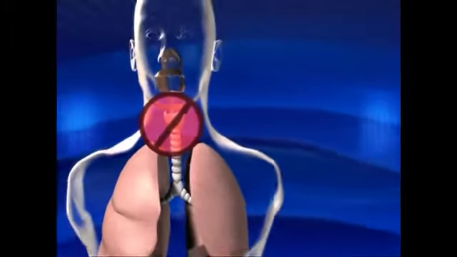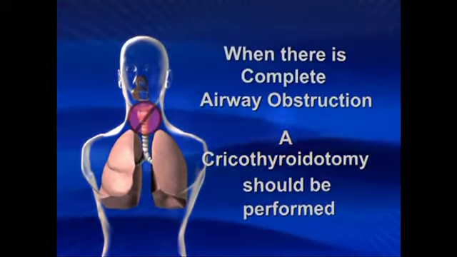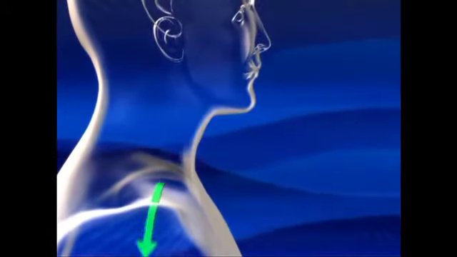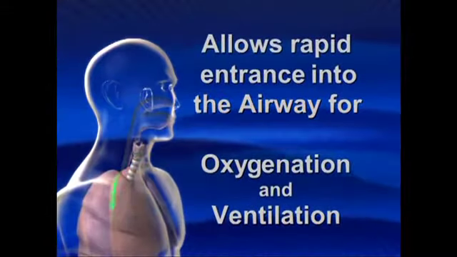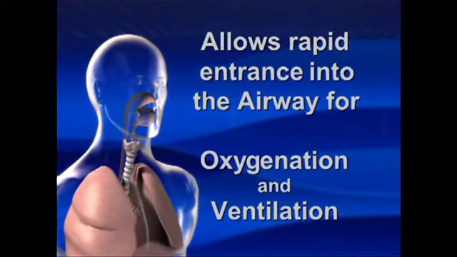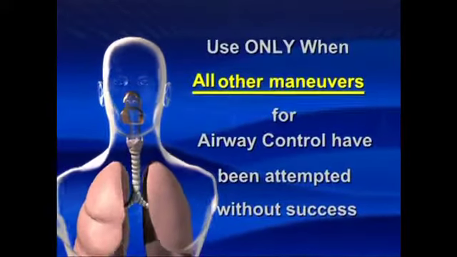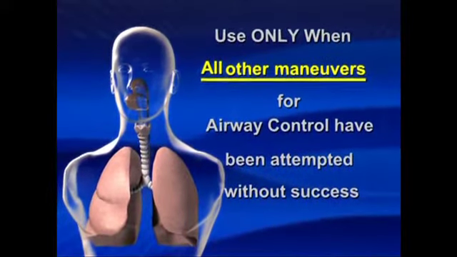When there is complete airway obstruction, a cricothyroidotomy should be performed. This emergency life-saving procedure allows rapid entrance into the airway for oxygenation and ventilation in patients in whom airway control is not possible by other methods. It is indicated when all other maneuvers for airway control have been attempted without success.